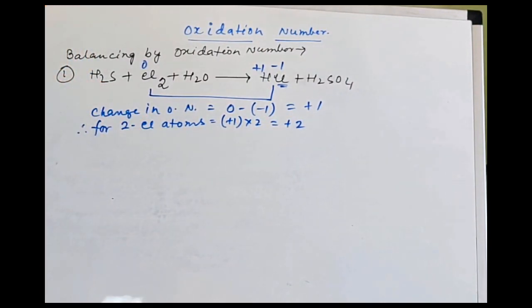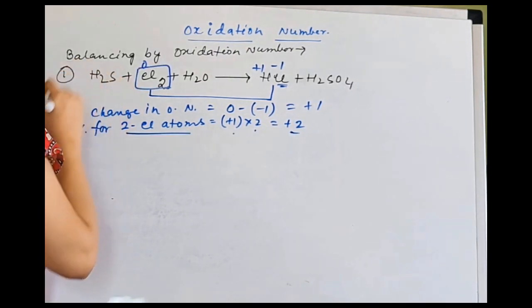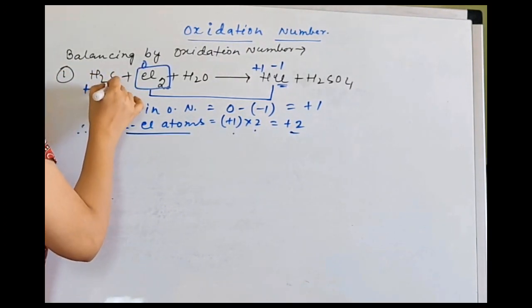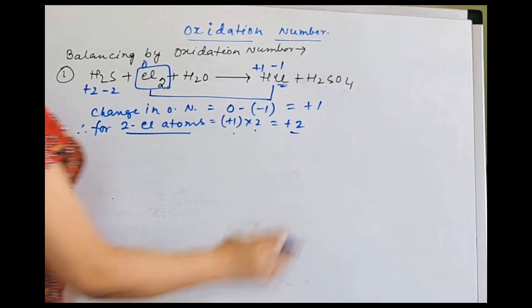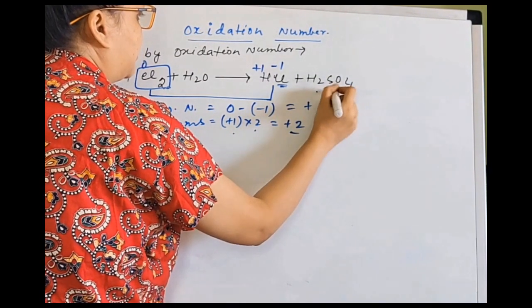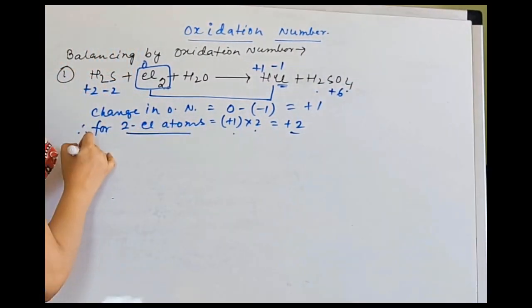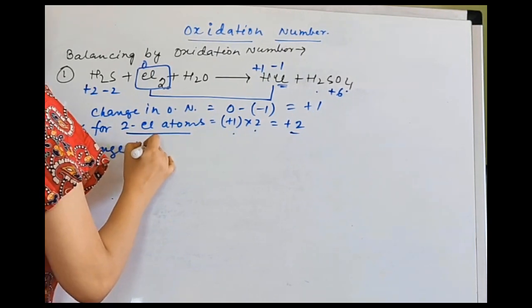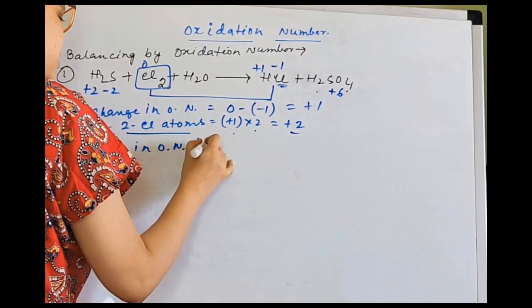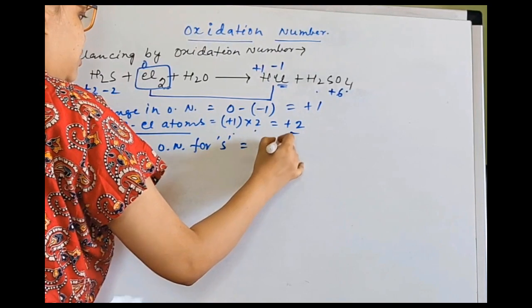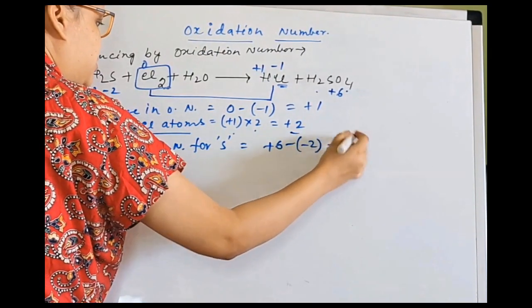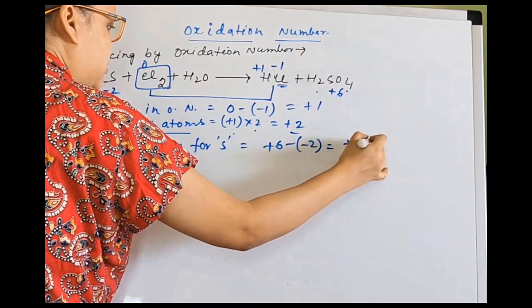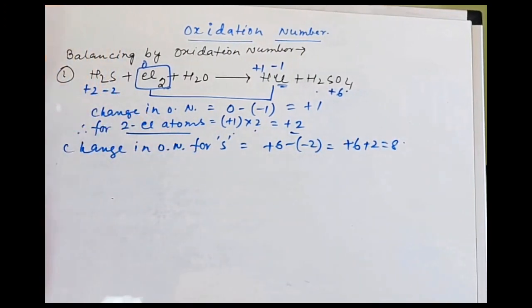Okay, now we will study sulfur. Now we are considering sulfur. Here it is minus 2, and here the sulfur is plus 6. That is the change in oxidation number for sulfur. Plus 6 minus of minus 2 equals 8, plus 8.